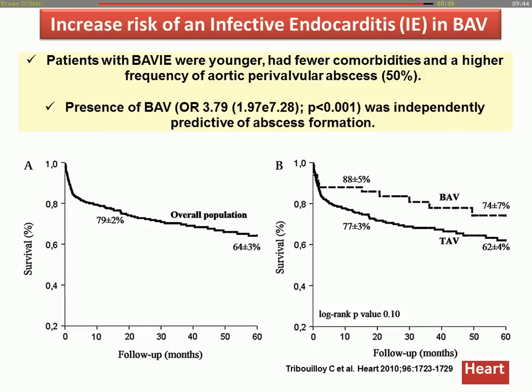And this is my last slide about the risk of endocarditis. We already saw some data that the risk of infective endocarditis in bicuspid aortic valve exists, and it has been demonstrated by Christophe Tribouilloy that the presence of a bicuspid aortic valve was an independent predictive marker of abscess formation. So if you have a bicuspid aortic valve, if you think about an endocarditis, be careful, because the risk of abscess formation is very high.